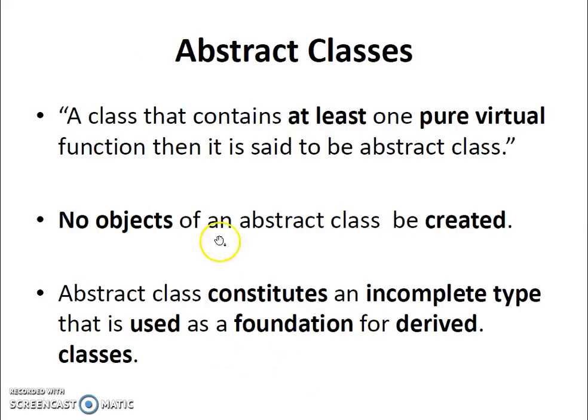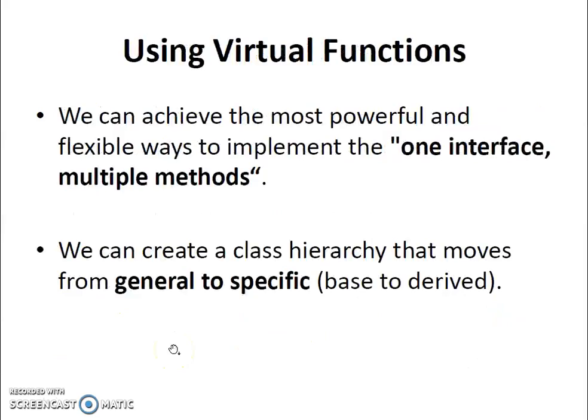Abstract class. A class that contains at least one pure virtual function is said to be an abstract class. No objects of an abstract class can be created. An abstract class consists of an incomplete type that is used as a foundation for derived classes.